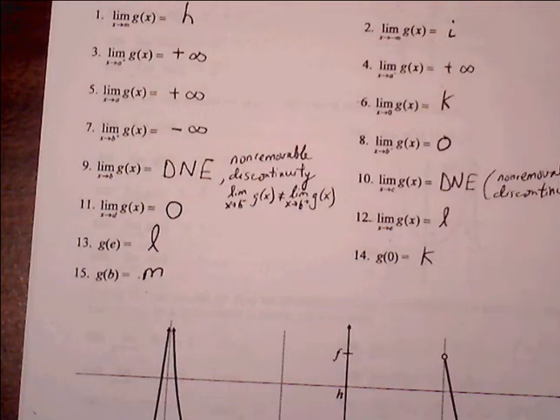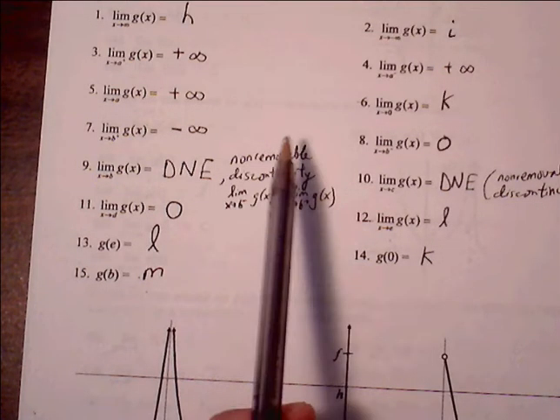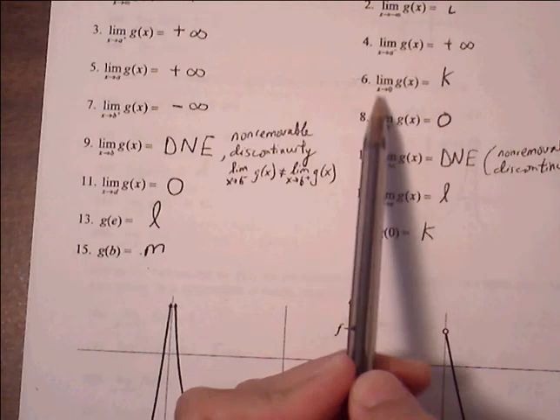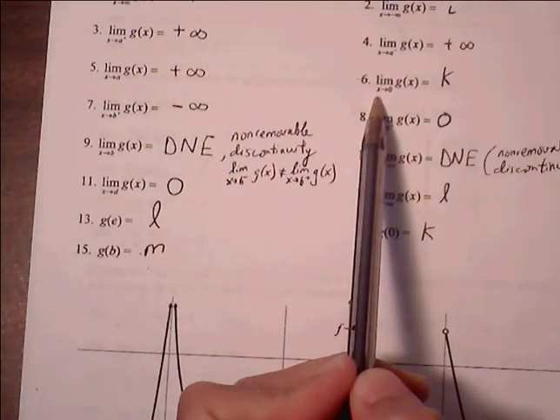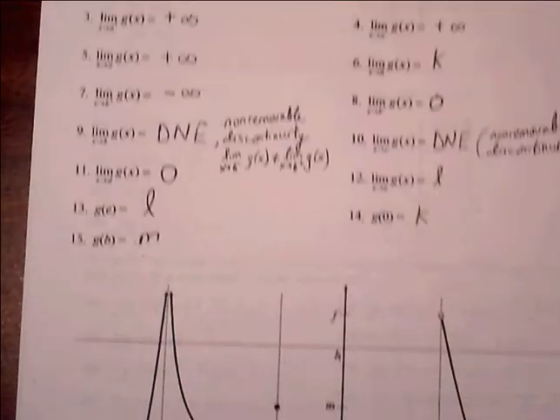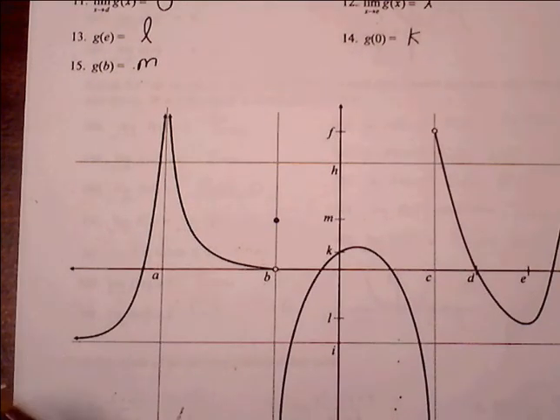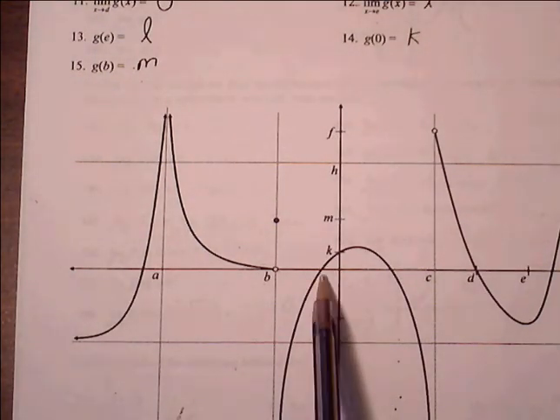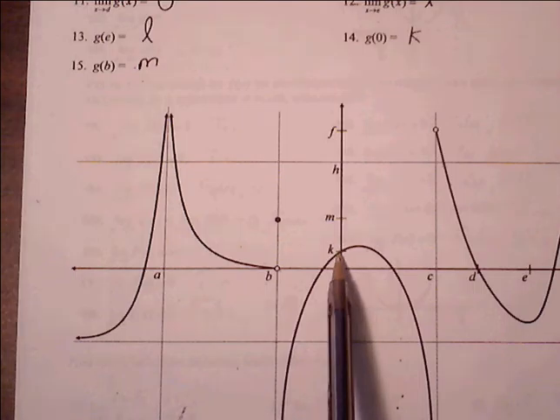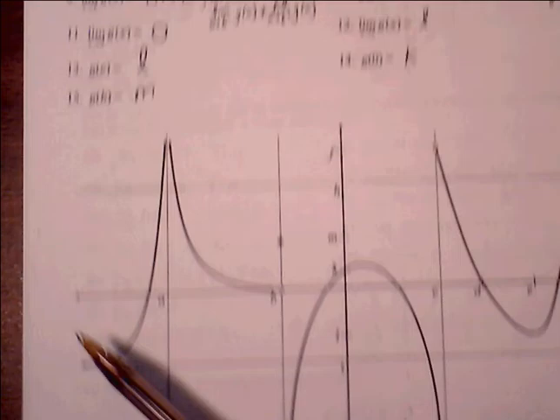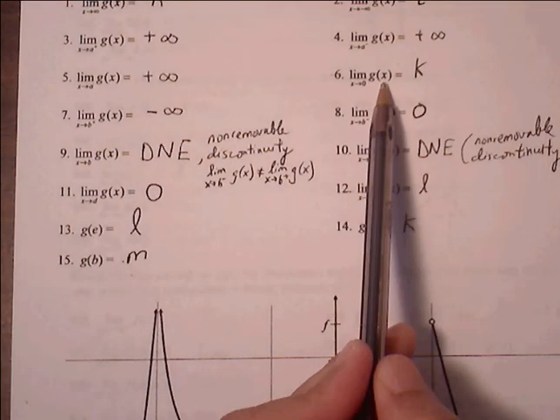Okay, number 6, x approaching 0. In order for a limit to exist, the graph has to approach the same y value on either side of 0. So here's 0. On the other side of 0, we see the graph is connecting through the y value of k, so therefore the limit is equal to k.